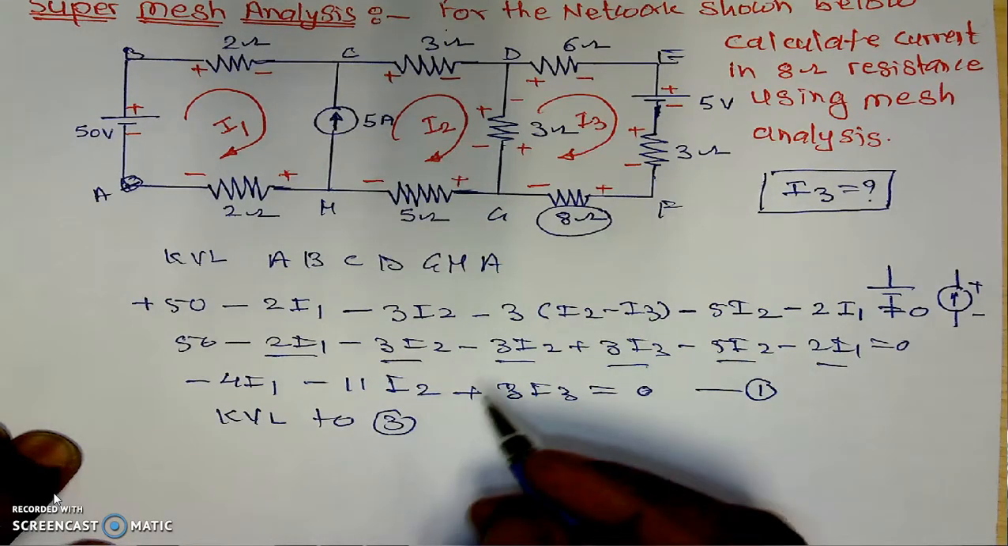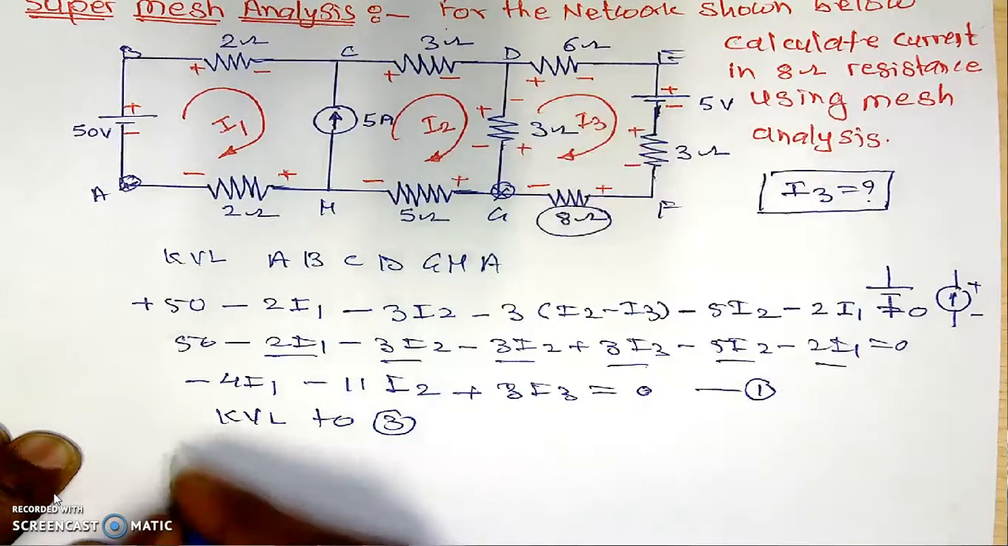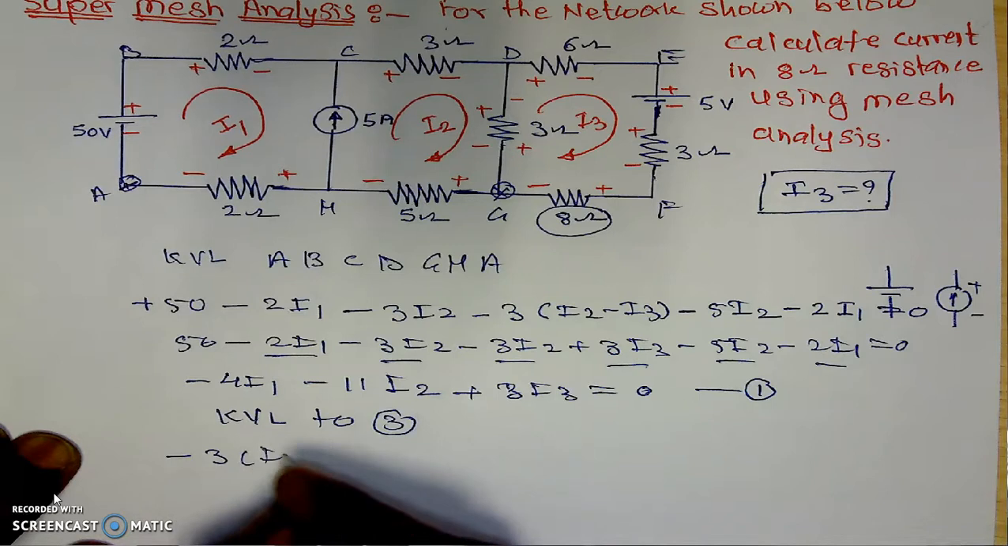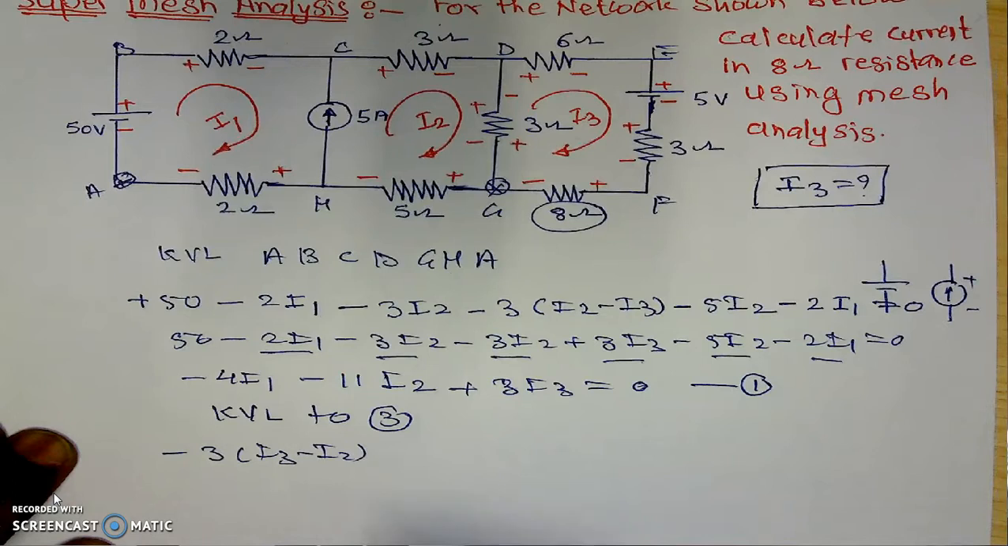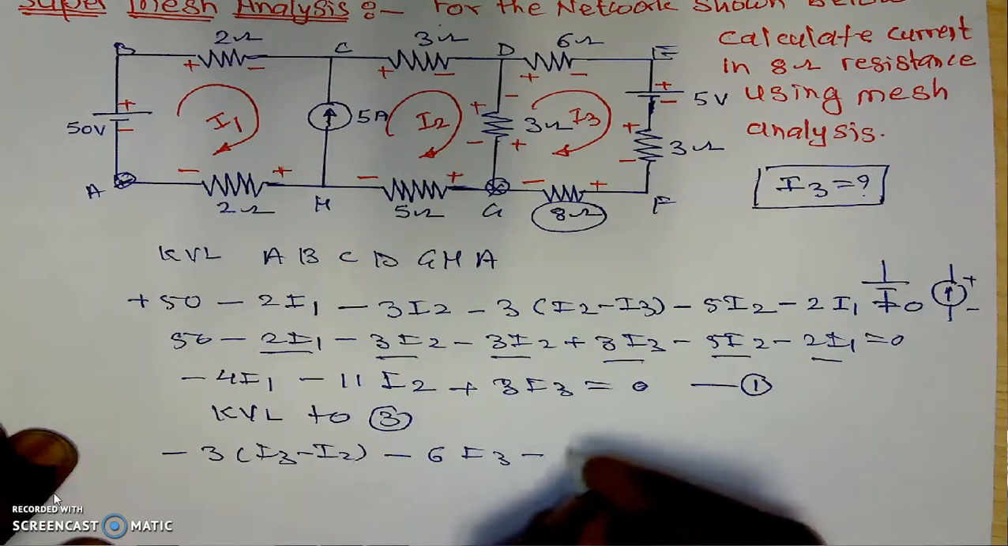Then we will apply the KVL to loop number 3. If we are applying the KVL to loop number 3, we will travel from this point into the loop in the upward direction. That is positive to negative, which is minus. It is 3 into its current, which will be I3 minus I2, because we are following the sign conventions of I3. Then positive to negative, which is minus 6 into I3. Then minus 5 volt.